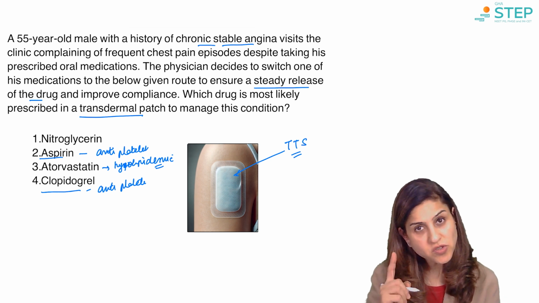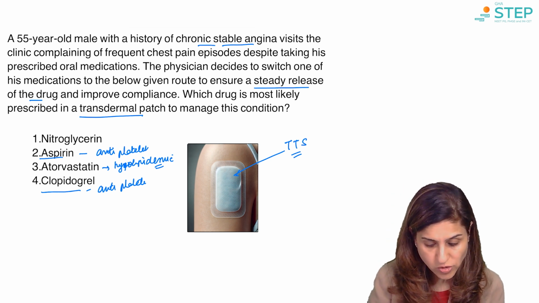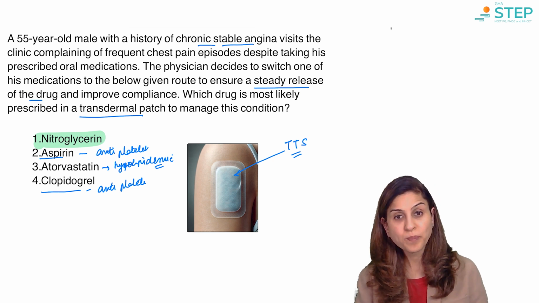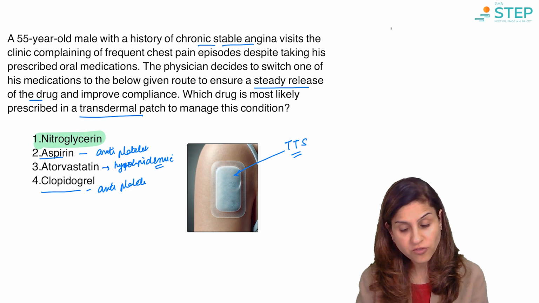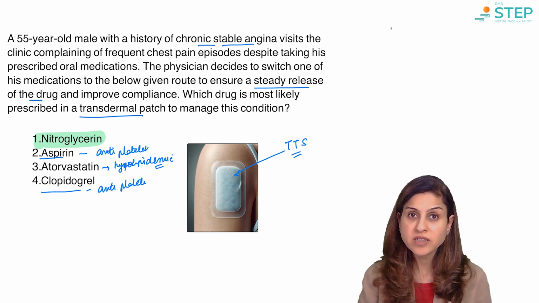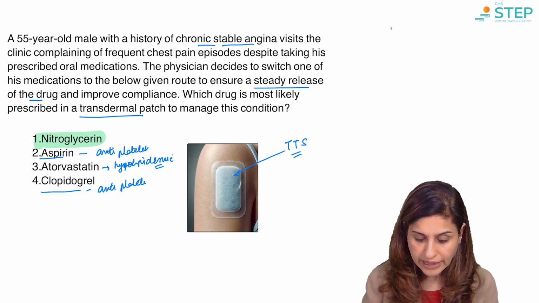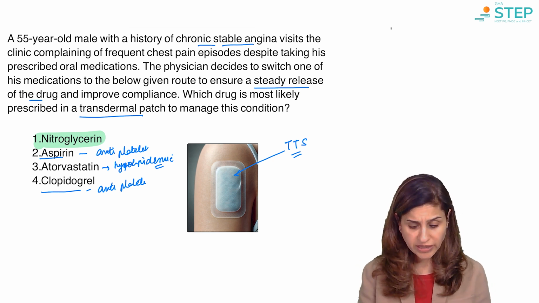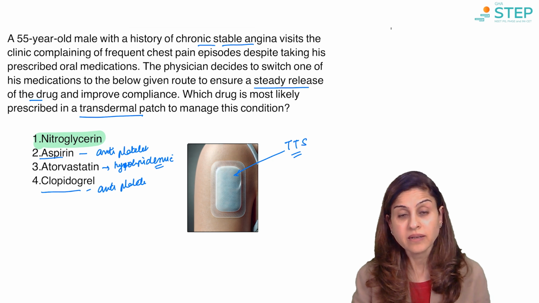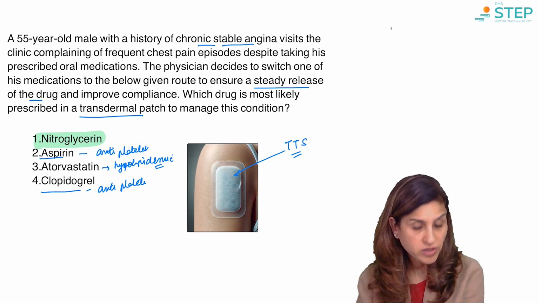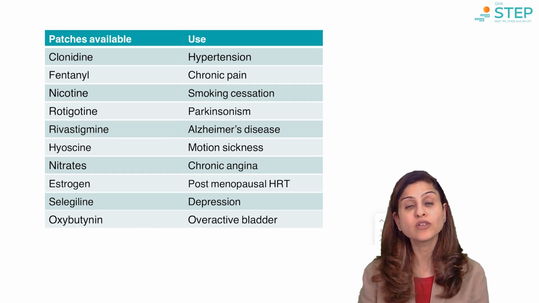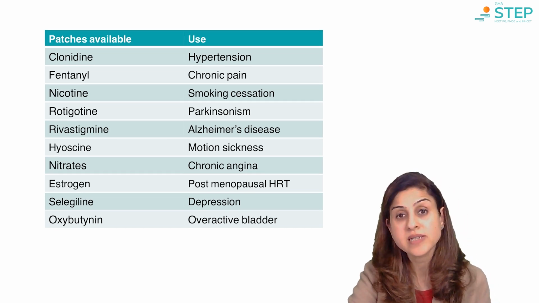Now, that leaves us with just one option, and that is nitroglycerin. And yes, nitroglycerin is available as a patch. To prevent any future attacks of angina, you can give patients a transdermal patch. So this is the correct answer: nitroglycerin patch. Now, if this question is there, you can expect that a question on some other transdermal preparation can be asked. So let's see what other transdermal preparations are available. Yes, there are many, and you should be aware of these.